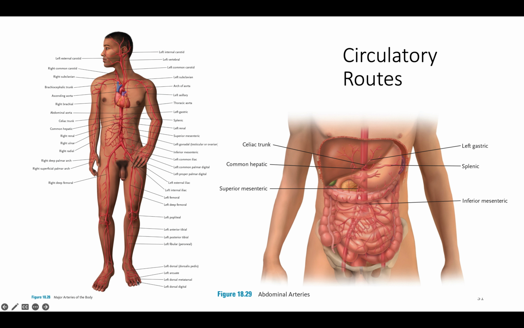Okay, so this is showing the abdominal aorta and the different circulatory routes that it's going to take. So here's the celiac trunk, the hepatic trunk, the splenic trunk, the gastric trunk, and then we also have the superior mesenteric, inferior mesenteric. This is all called the mesentery. Those are what we're going to feed into. So mesenteric is going to feed the intestines.